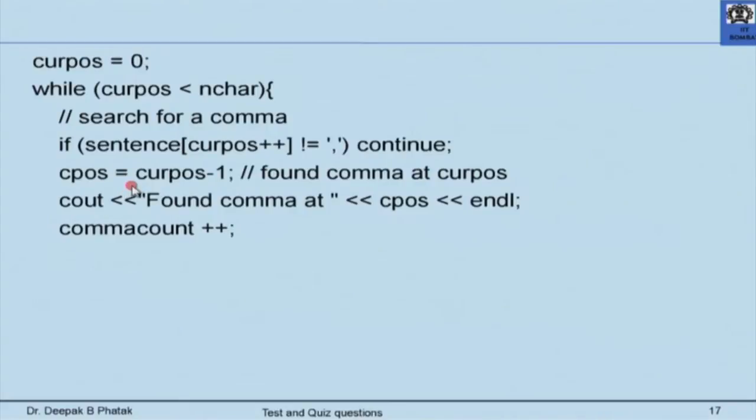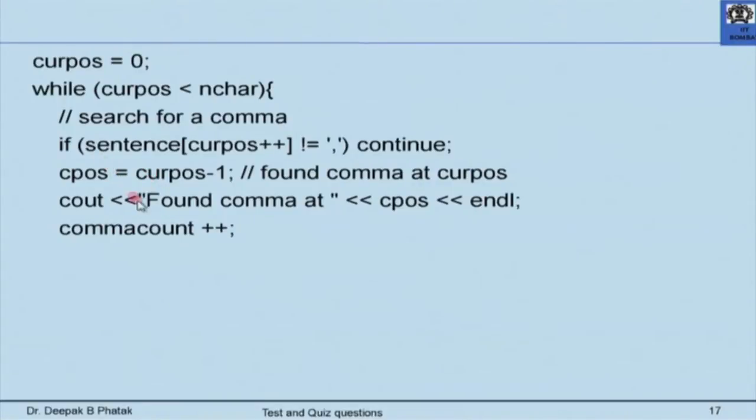Please note the trick: CPOS is equal to CURPOS minus 1. Why? Because while you are evaluating this, CURPOS was being automatically updated after every examination. So, when you actually found a comma here, at that point you will quit this if statement only by incrementing CURPOS to the next value. So, the CURPOS as you come out is not actually pointing to the comma, it is pointing to the next position. That is why you subtract 1 from it and assign it to CPOS, which represents the position of a comma. This is one squiggle I am explaining.